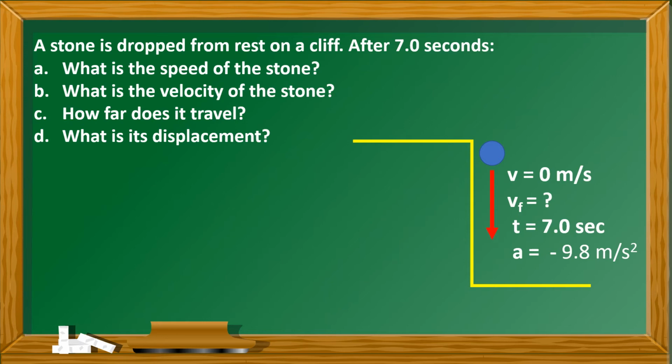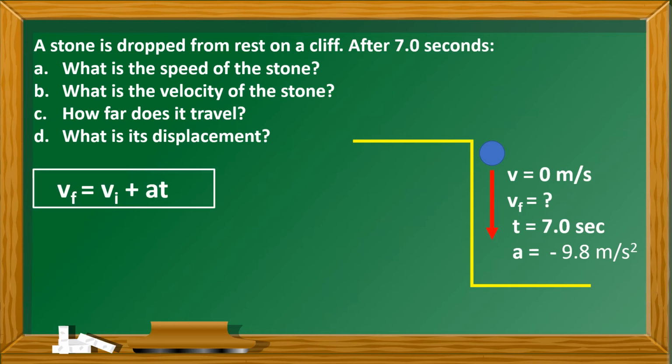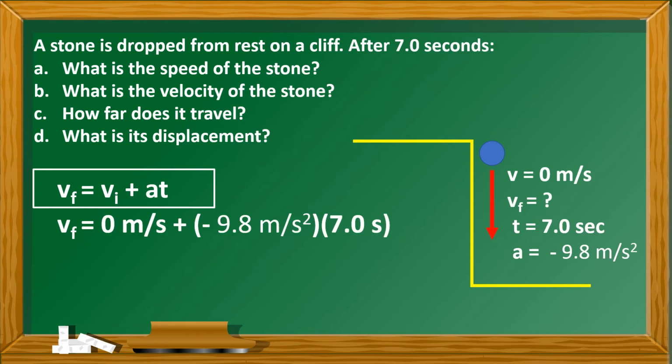Based on the variables that we have, what equation would we use among the 5 equations given? We will use final velocity is equal to initial velocity plus at. Solving for final velocity, our initial velocity is 0 meters per second plus acceleration, negative 9.8 meters per second squared, and time is 7 seconds. Solving negative 9.8 meters per second squared times 7.0 seconds will give us an answer of negative 68.6 meters per second.